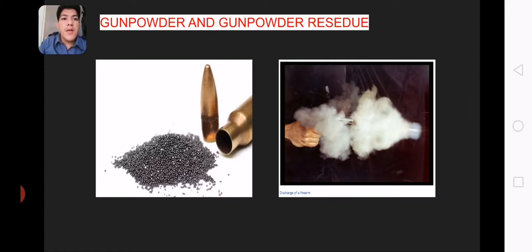First is gunpowder residue. Rather than being one particular compound, gunpowder is actually a mix of three different components. It consists of potassium nitrate 75% by weight, charcoal 10% by weight, and sulfur 5% by weight. Each of these components plays an important role in the combustion of gunpowder.